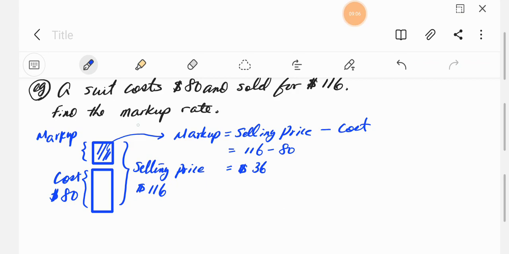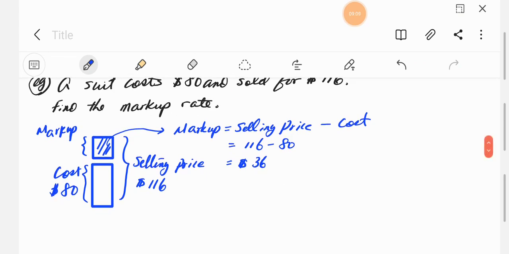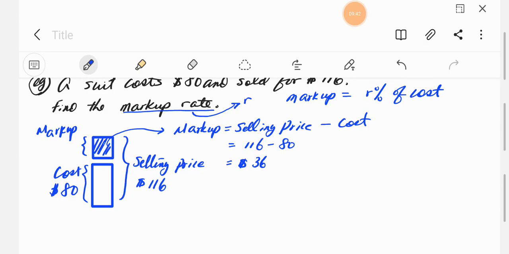So we have $36. Since we want to find the markup rate, how do you find it? Let's say the markup rate is R. Then R% of the cost will be the markup, right? So the markup is R% of what? The cost, right? That's the markup amount, this $36.